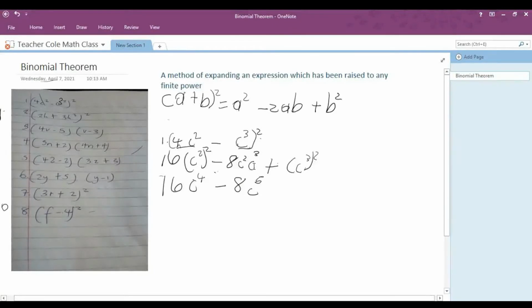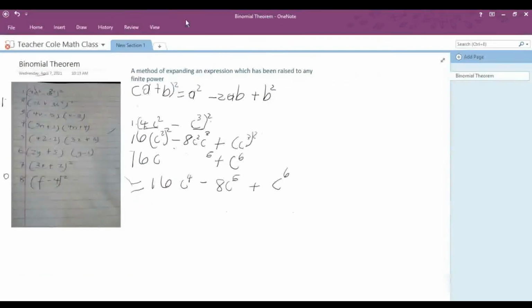Alright, for this part now, we also see the c cubed being raised to the second power. And when a power is raised to another power, we multiply. So it will be 3 times 2 equals 6. And that is the final answer. Let's try to rewrite it. The answer is equal to 16c to the 4 minus 8c to the 5th power plus c to the 6th power. And that is our first example.